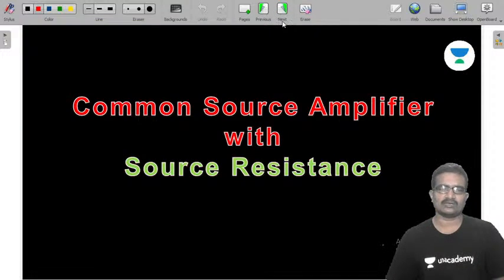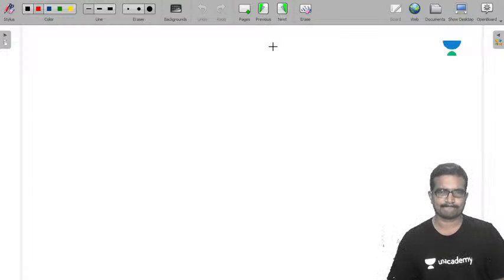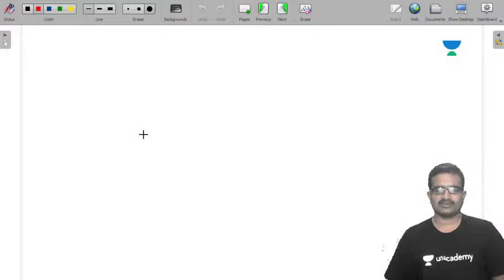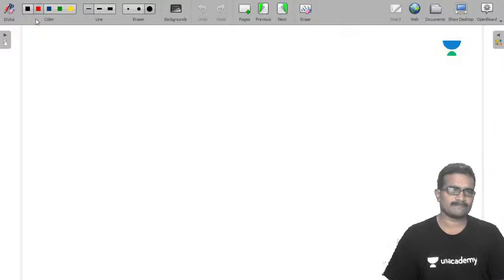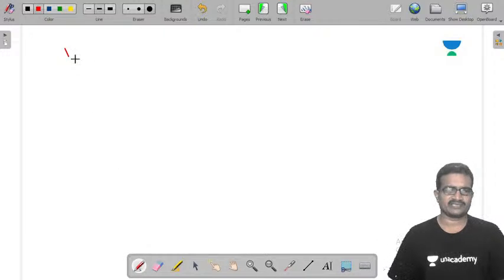Now our topic is common source amplifier with source resistance. Last session we completed the common source amplifier. In this session, we are going to remove the bypass capacitor at the source terminal of the JFET. So now it is a common source amplifier without bypass capacitor.